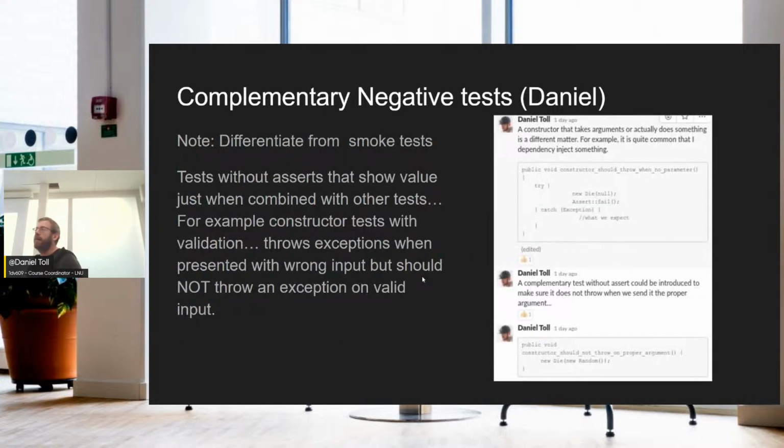I have actually found it useful to sometimes create tests that don't have asserts in them. But those tests need to rely on another mechanism. So in my code, I usually create a constructor, and in the constructor, I have the invariant. That means that if you send proper arguments to the constructor, you get an object. If you send invalid arguments to the constructor, you get an exception thrown.